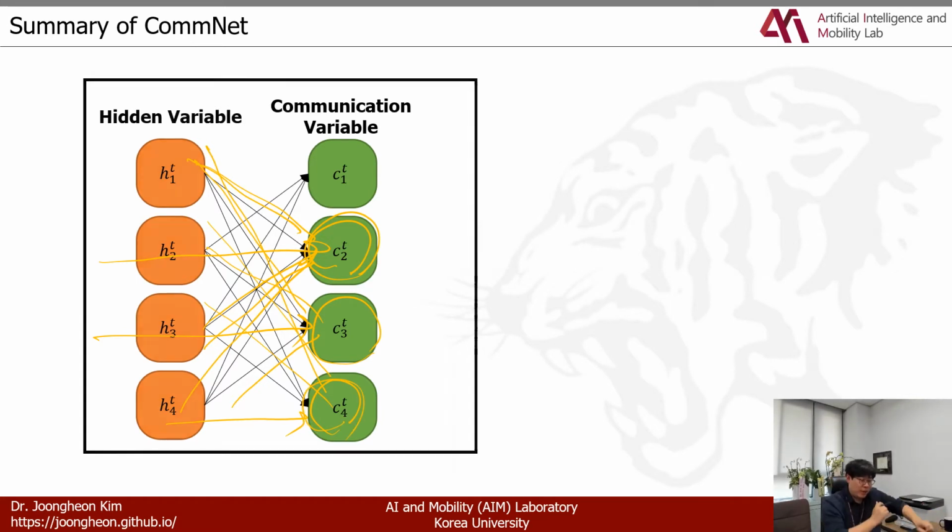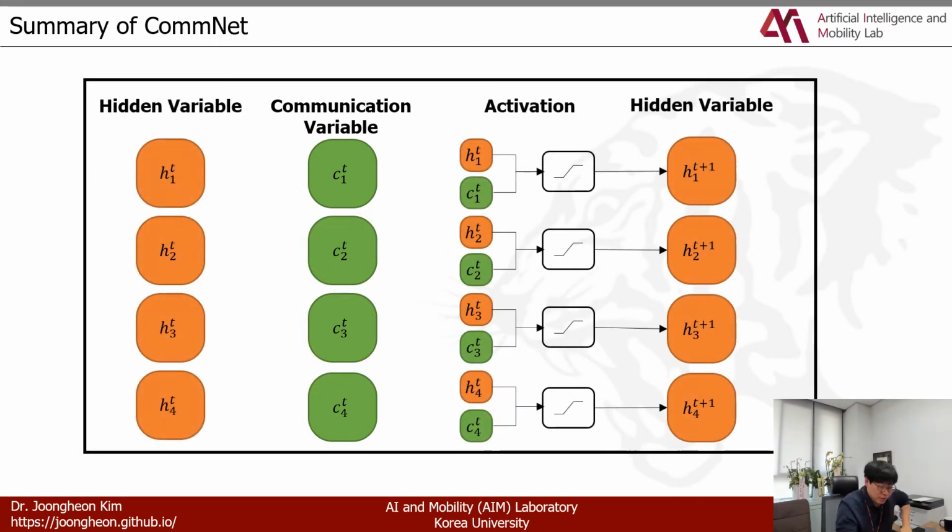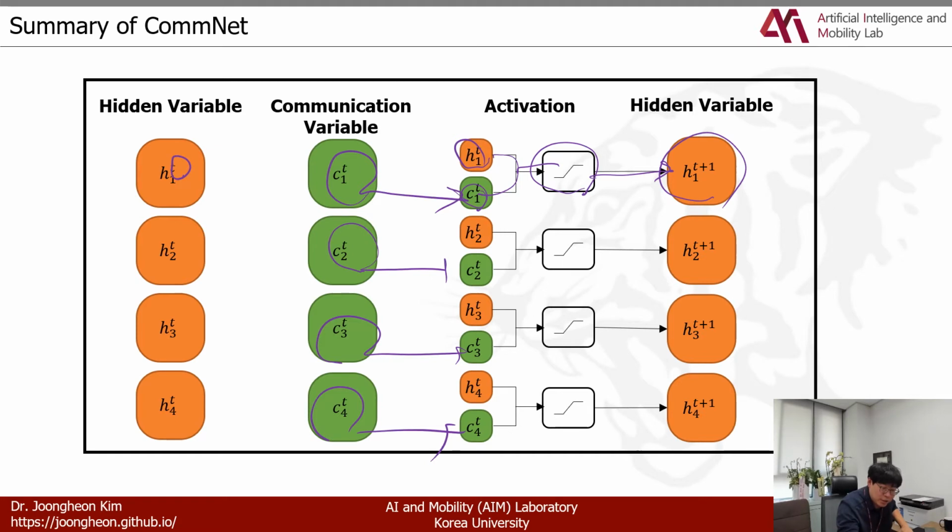And then these communication variables are organized with the information from the others. That's why this is my own, this is the others. As I presented before, we mix all together with the activation function, and then we define a new hidden variable at time t plus 1, which means hidden layer t plus 1, and so forth. We move forward with this procedure. Then we can consistently mix the information as we proceed. So this is the ComNet.